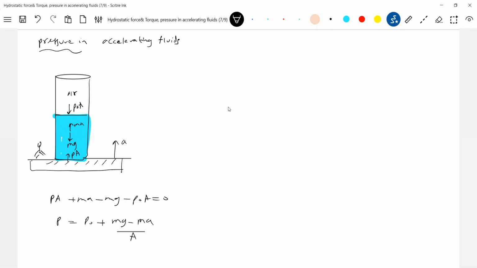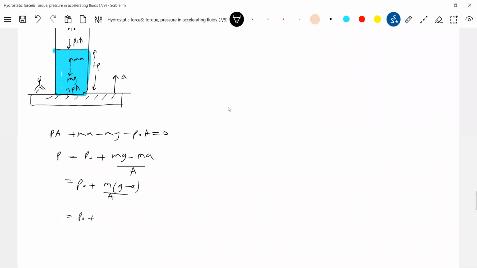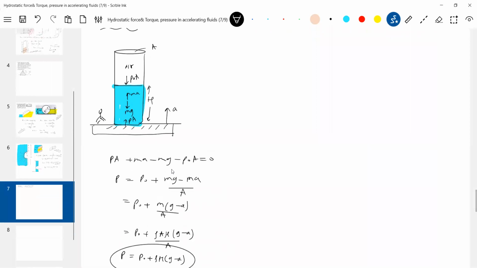What is m? Mass of the liquid column. Okay, let this be H, and the area of cross section, let it be A. P naught plus m into (g minus a) by A. What is m? Rho A H. So P naught plus rho H (g minus a). Better, shall we write effective g there? And this will be very small. The best idea is what I'm starting here.